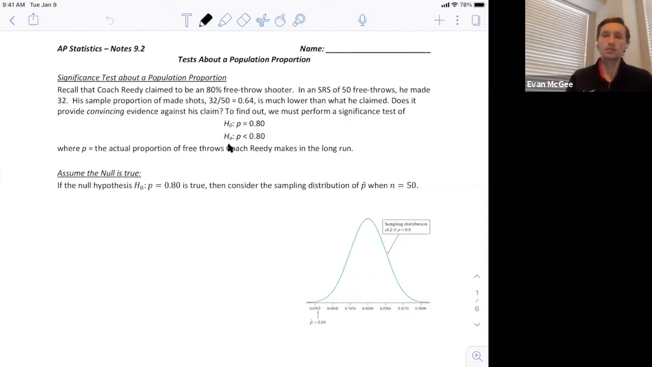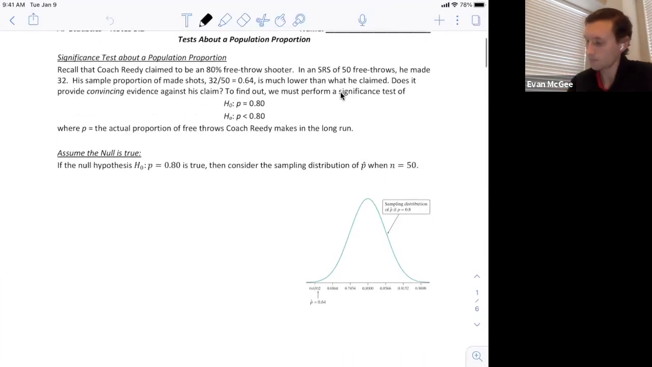So the first step to a significance test is assume that the null hypothesis is true and consider the sampling distribution of p hat. So if he was an 80% free throw shooter, what types of proportions would we expect to occur in simple random samples of size 50? So the sampling distribution of p hat, if he was an 80% free throw shooter, should be centered at 80%. And then we can check the other conditions to see if the shape will be normal and what the expected variability or spread is.